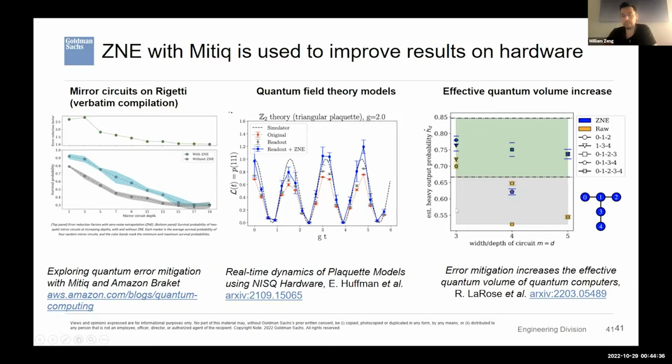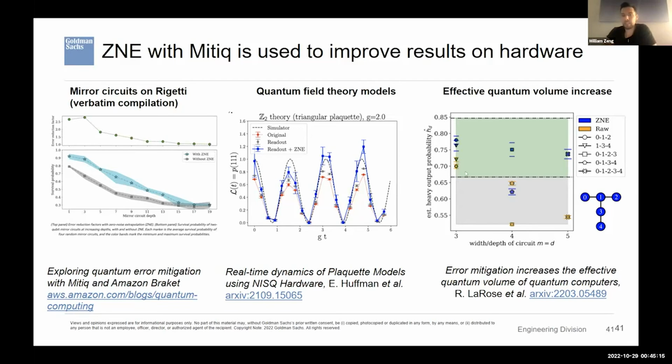People use it for quantum field theory models, and you can even use it to do things like measure quantum volume, but with error mitigation on top, which we call effective quantum volume, because it's a different benchmark, because you're now allowing yourself access to classical resources to improve quantum volume, which is different than just running on the raw hardware. But on a couple different smaller IBM processors, we were able to add a couple points, 3 to 4, 2 to 3, 4 to 5 quantum volume by using ZNE for this effective quantum volume metric.